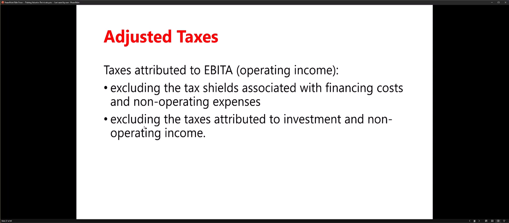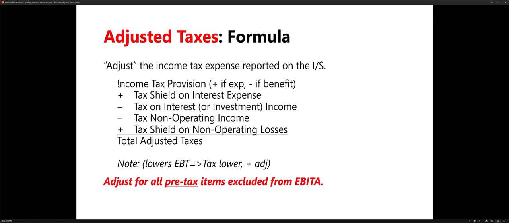So like I explained a little bit earlier, what we're trying to do with the taxes, you take the income tax provision, and then we're going to exclude the tax shields associated with, say, financing costs, because it lowers our EBT, and it skews our taxes on the activities that we're not really in the business with, and we're going to see it in a bit.